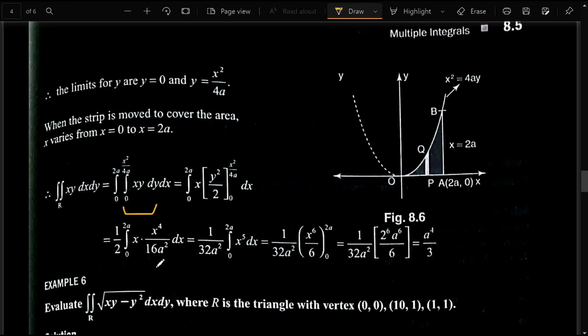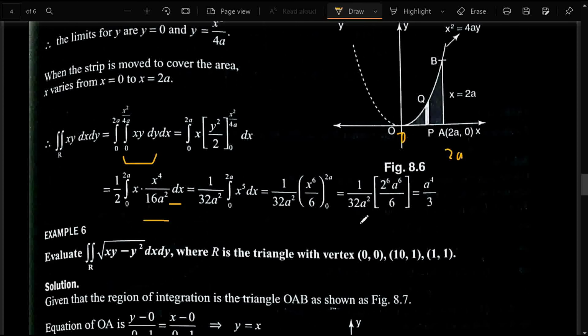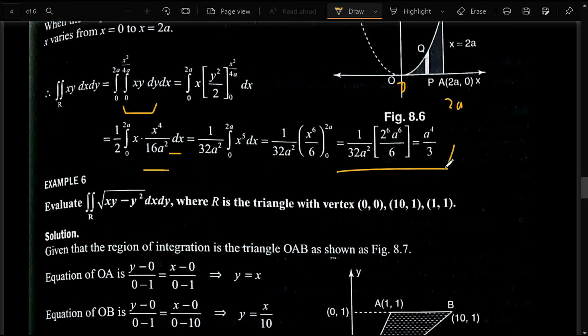After solving it, you get this. And then with respect to x we have to integrate. What is the limit of x? It's 0 to 2a. That's it, simple. You used to get the answer a to the power 4 by 3.